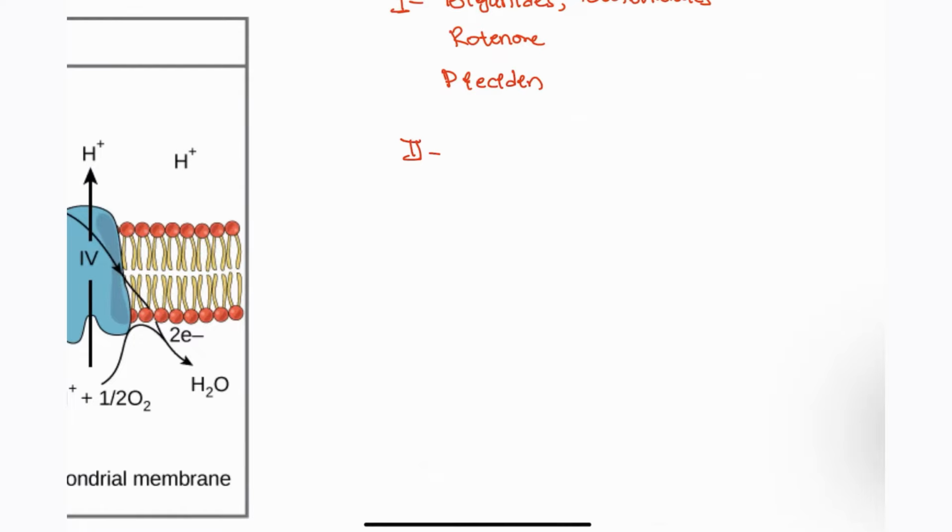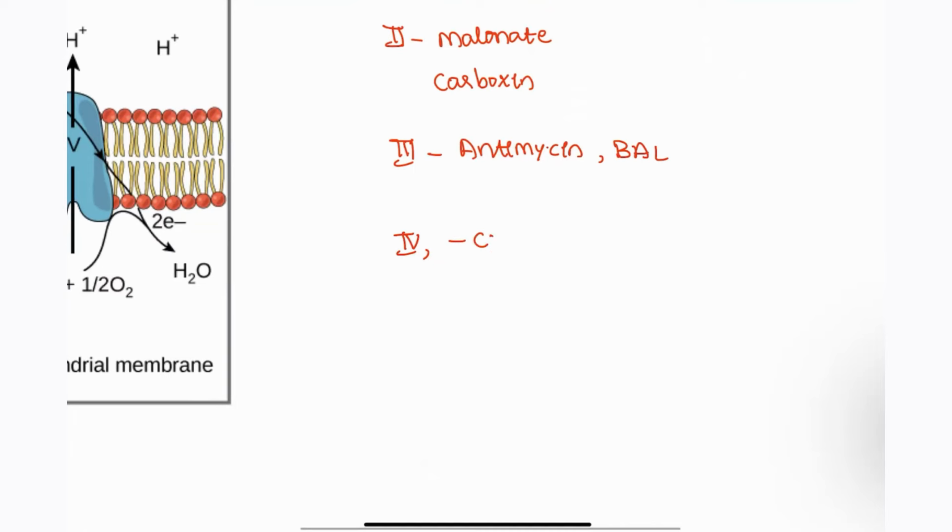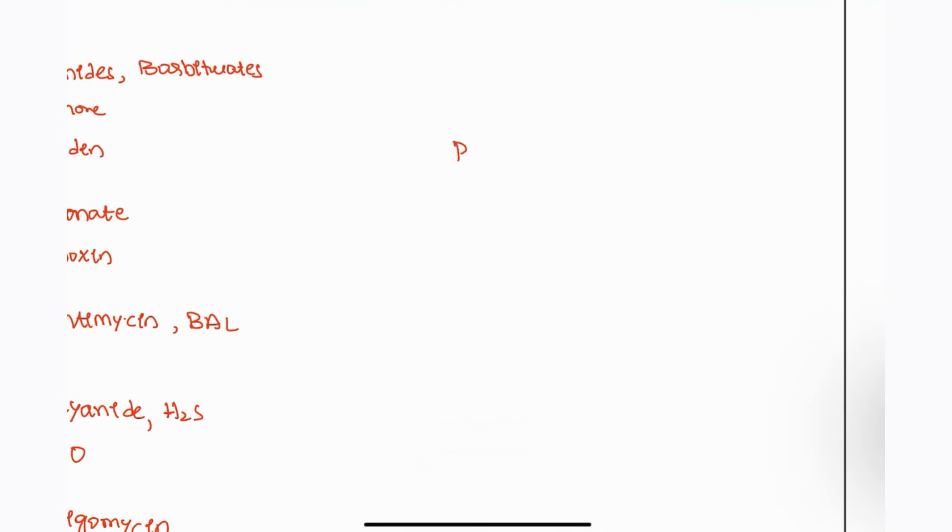Next, complex 2. The inhibitors are malonate and carboxin. Okay, carboxin. Next, complex 3 is going to have antimycin and BAL. Okay. Next, complex 4. What are the inhibitors for complex 4? Is commonly asked question. Cyanide, okay, hydrogen sulfide, and also carbon monoxide. These are going to be the fourth complex inhibitors. Next, we have the last one, the fifth complex, whose inhibitor is oligomycin. Okay, it is oligomycin.